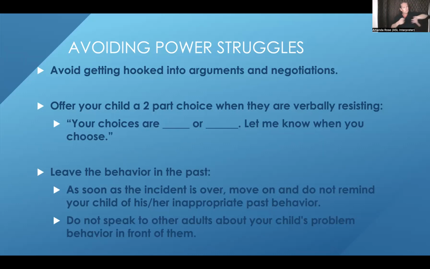We're just going to continue to move forward and reset and move on with our day. I like that you said leave it in the past, because that's something that I will typically use their past behavior to say, remember when that happened? Like, let's not do that again. And I never thought about it that way.